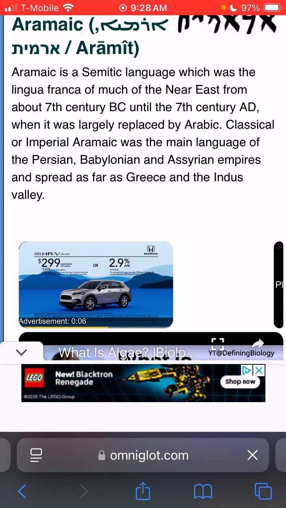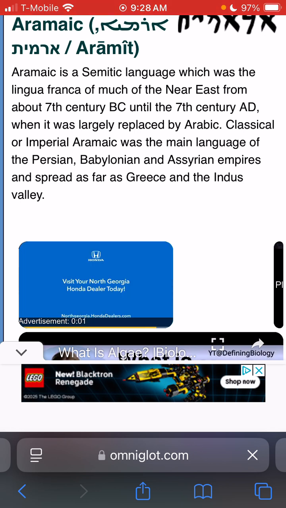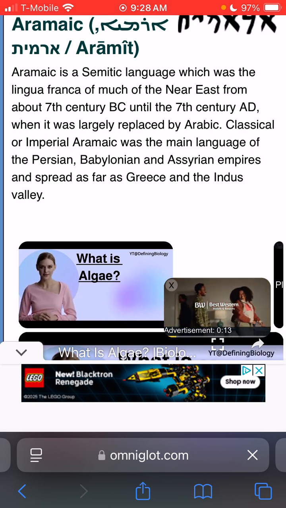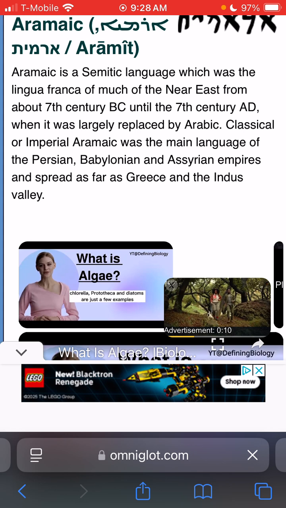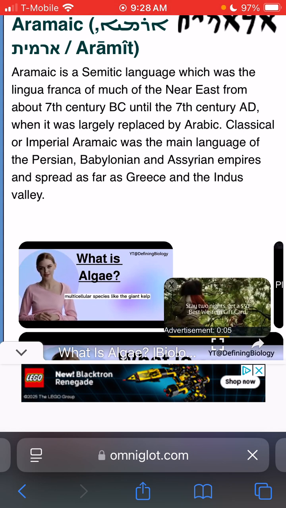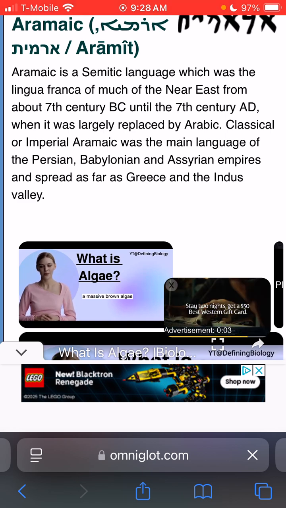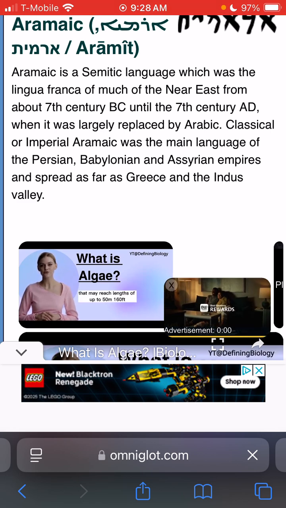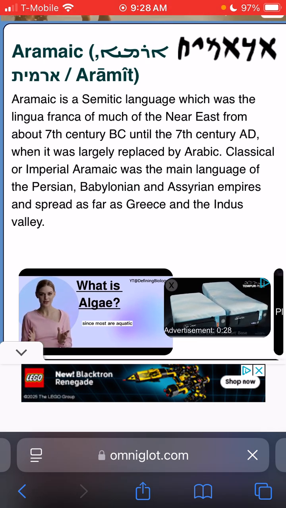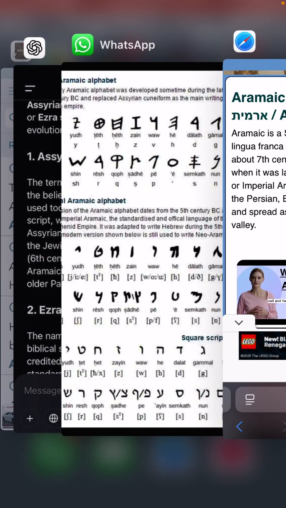So the lingua franca of much of the Near East from about the 7th century BC until the 7th century AD, when it was largely replaced by Arabic. Classical or Imperial Aramaic was the main language of the Persian, Babylonian, and Assyrian empires, and it spread as far as Greece and the Indus Valley. So if this was the main language of the Persian, Babylonian, and Assyrian empires, and this was their alphabet, it would make sense that we adopted that alphabet. When Ezra and the Jews came back from that captivity, it would make sense that they would use that alphabet.